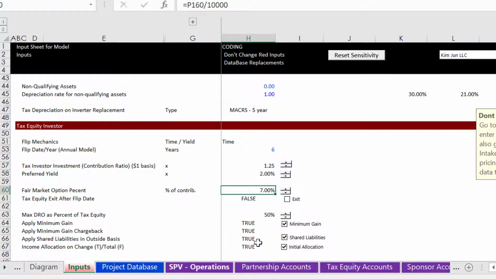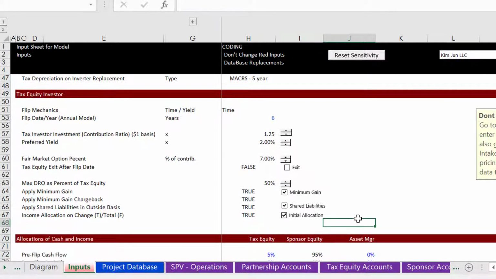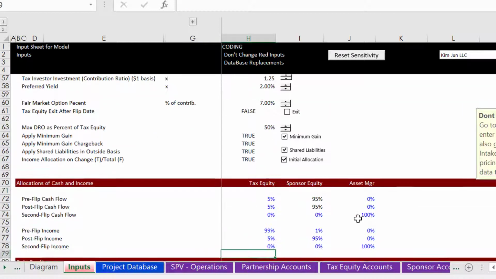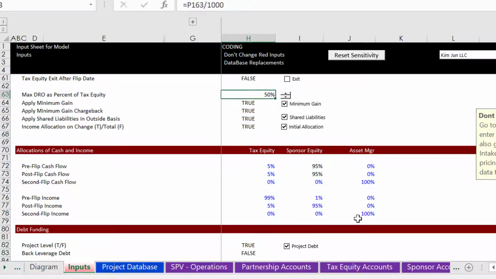And then we have some other inputs for what happens to these constraints, which will be a subject in the next video, about the limitations, including the DRO and some minimum gain stuff, which is just something that intimidated me so much I could hardly stand it. Now, in the very first version, we said, okay, there's a third party. I'm taking that out. I hope I didn't mess anything up just now.